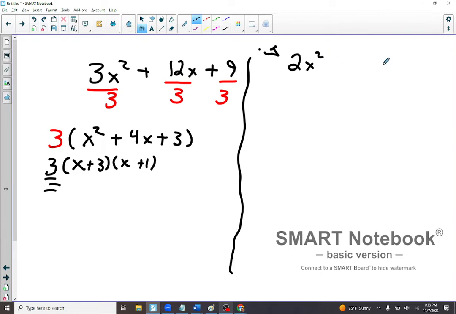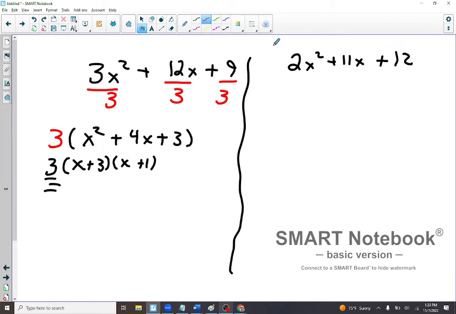2x squared plus 11x plus 12. Okay, now this one.